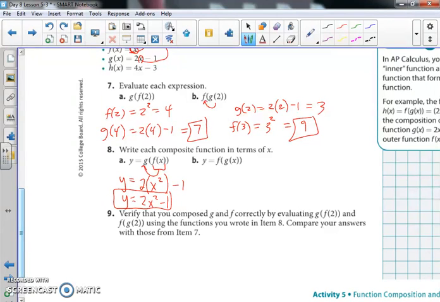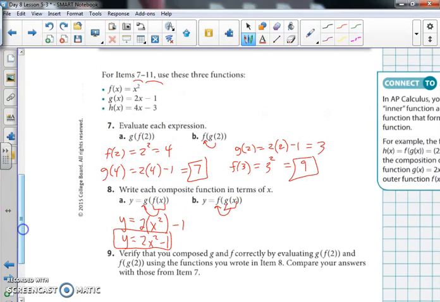Now for b, you just work backwards. Now you're taking g and plugging it into f, the outer function. So for g, you take this entire equation and plug it in for x. The way that looks is y equals 2x minus 1 squared. When you take all of this and plug it into x there, that's what you end up getting.